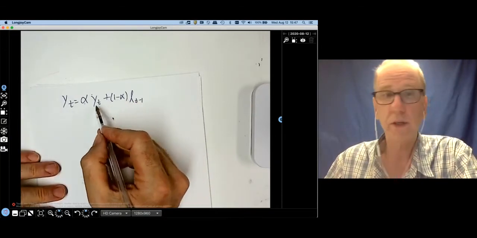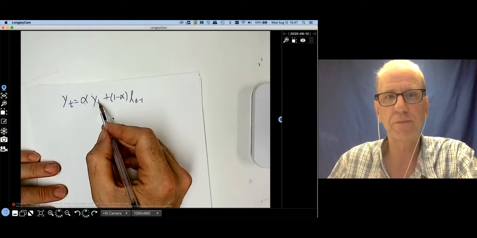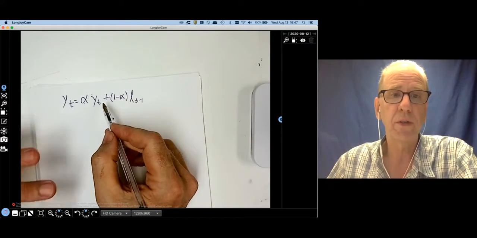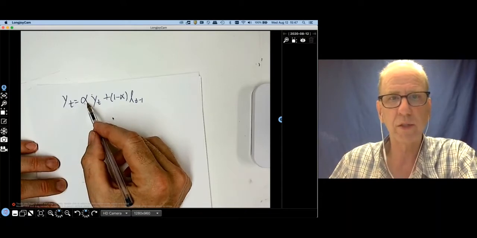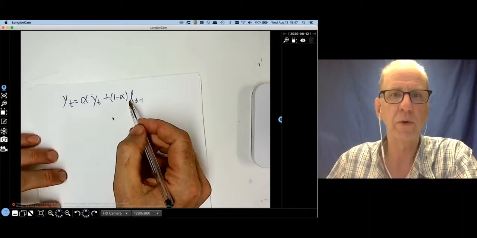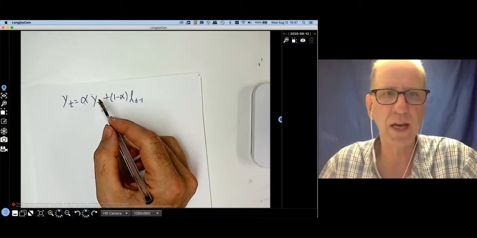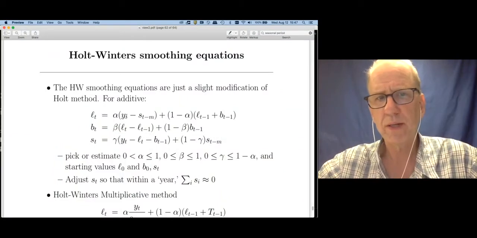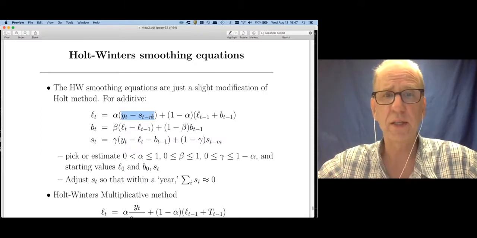So if you have a quickly changing series, you'd want to give a lot of weight to the new information and not much weight to the old information. Alternatively, if the level's not changing much, then you don't want to give too much weight to this. You want to give more weight to the older information. You want to be able to use more of that old information and not just pay attention to what's happened most recently.